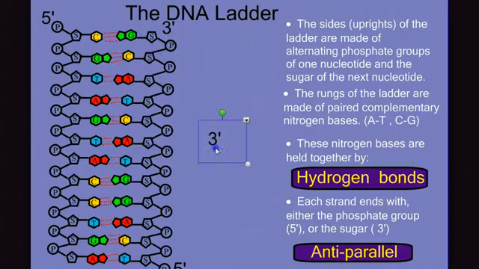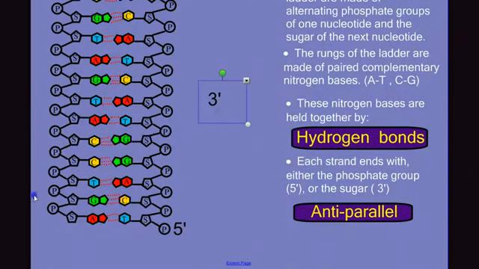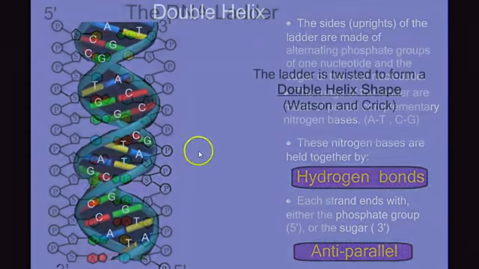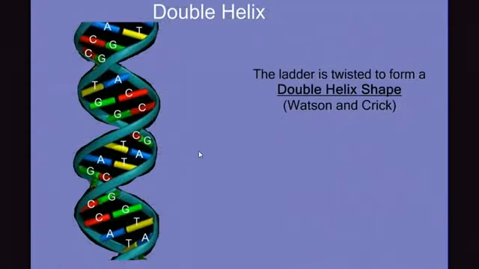Let's see if we can grab another one of these and bring it down. So opposite of 5' is a 3', and opposite 3' is a 5', and so they have to be opposite from each other. So there we have our DNA ladder. But this is not the real shape of DNA. Instead, the molecule is twisted on itself in a form we call a double helix.